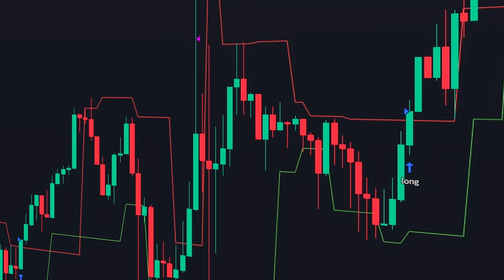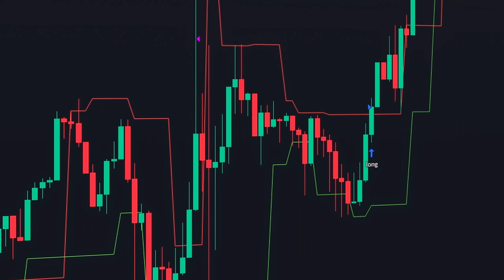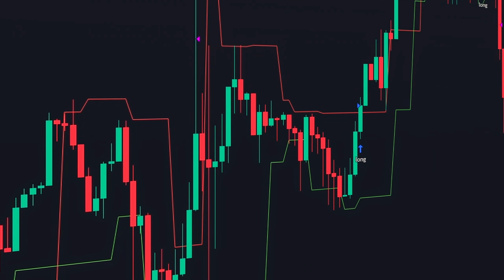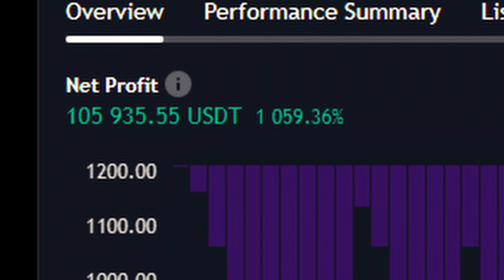Hi traders, today we're going to explore a powerful strategy based on one of the most underrated indicators on TradingView. This strategy has generated a net profit of 1060%, achieved without any optimization at all.